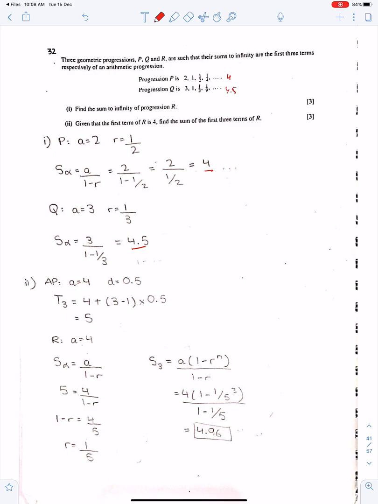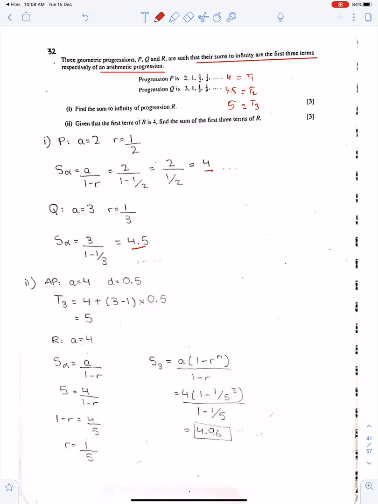Now they are saying, this is so important, you must go through the question carefully. Their sums to infinity are the first 3 terms of an AP. This thing is very important. Meaning this is the first term of the AP, this is the second term of the AP. What about the third term? If the first term is 4, second is 4.5, then the third will be 5, because the difference is 0.5.